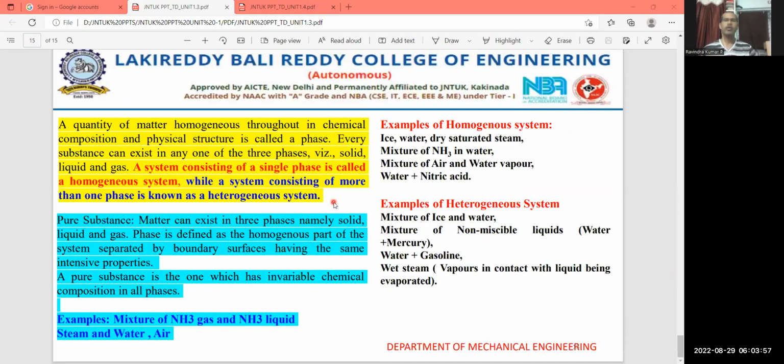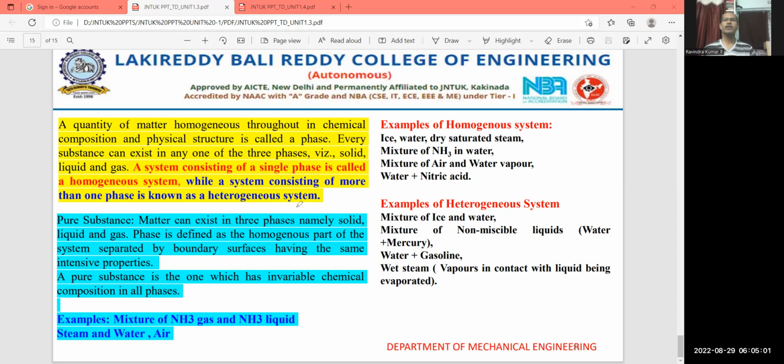At the end, we also touched upon the homogeneous system, heterogeneous system, and what is meant by a phase, with examples. Once again, a phase can be single or more than one, with invariable chemical composition. A phase is defined as a homogeneous part of a system, separated by boundary surfaces, having the same intensive properties. Homogeneous means a system having a single phase is called a homogeneous system.